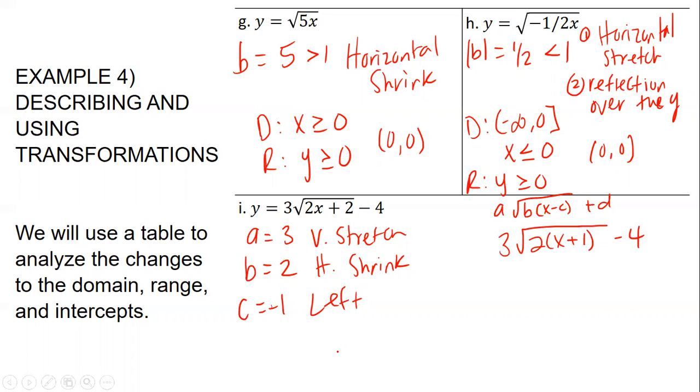I'll let you go through that on your own on purpose. And then lastly, our D affects our y, and it's just -4, so it went down 4. Those are all 4 of the translations that took place.